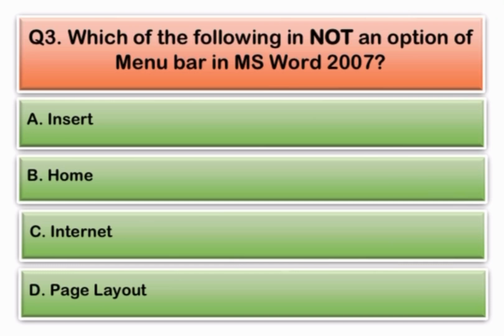Question number 3. Which of the following is not an option of the menu bar in MS Word 2007? Insert, home, internet, page layout. Among these, internet is not one of the options provided in the menu bar in MS Word 2007. So option C will be correct.